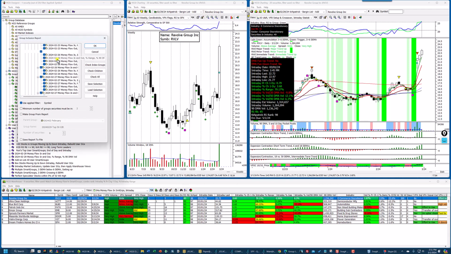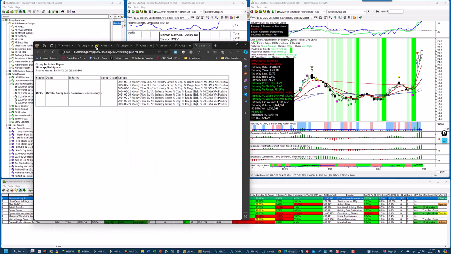And I have selected, let me clear these. I just ran these. I want to redo them so you can see how this works. Money flow, end of day. I'm going to select February and check the children. So it's going to check everything from February of this month. And I'm going to use the applied filter. It's just under symbol, but the symbol is RVLV, and I'll click on OK.